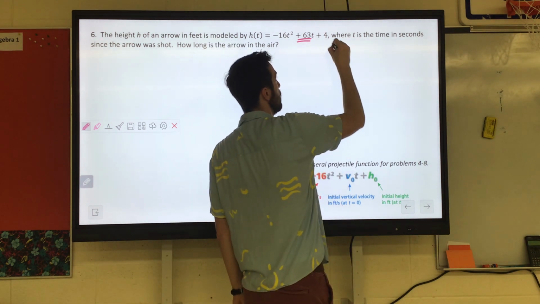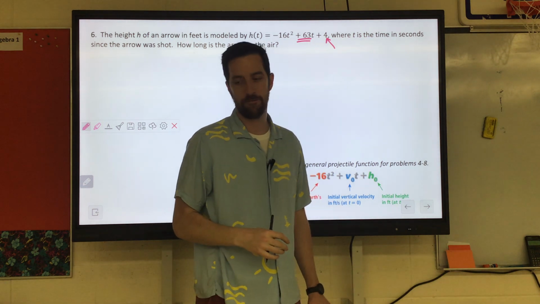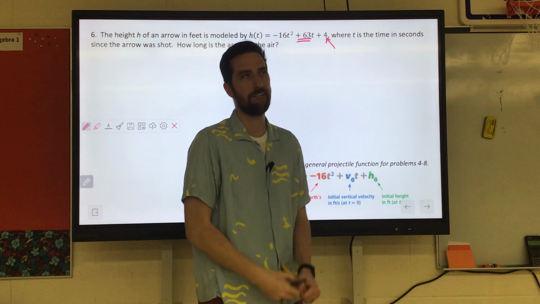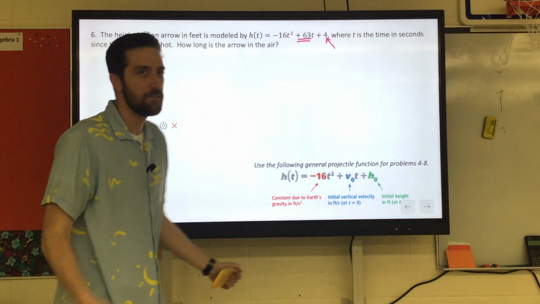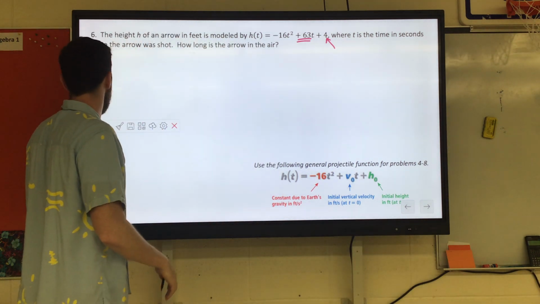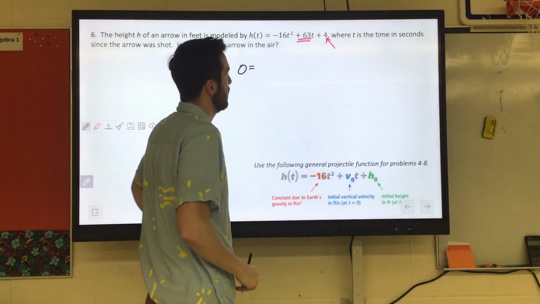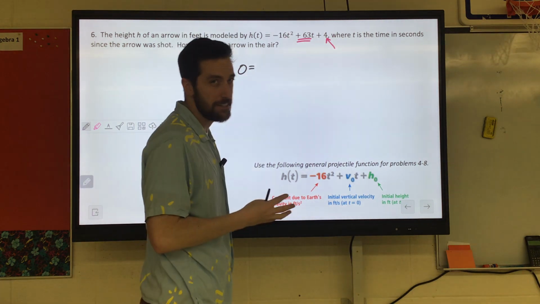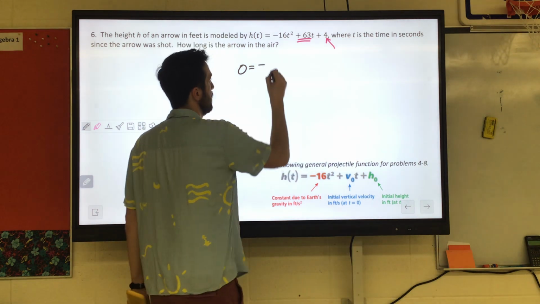The number back here was always our starting height. So we're shooting this arrow from 4 feet, which makes sense. It's like shoulder height. Great. So they're not always going to set them up for us. All right. So we're seeing when it hits the ground, 0. Now I'm looking here, and I see my first term is negative, so I have to factor out a negative. There's no other common factor.